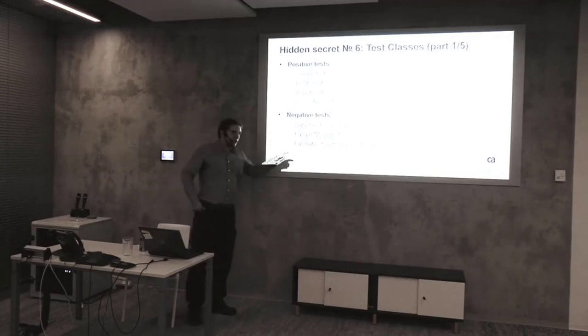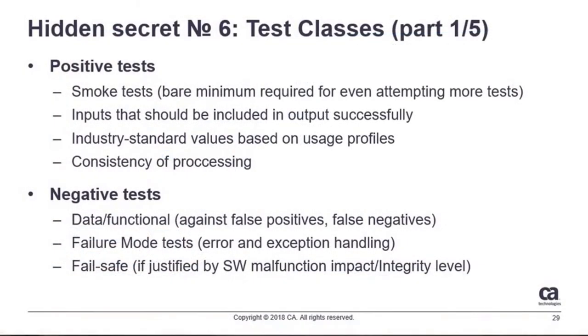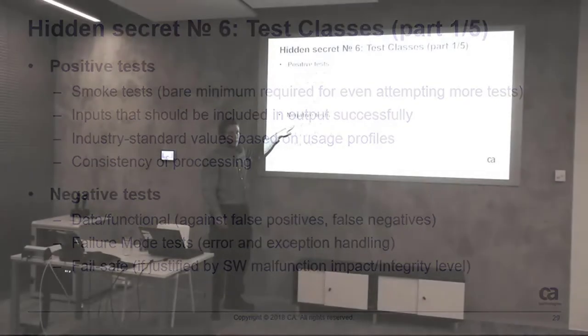Then you have negative tests. That doesn't mean destructive testing. That means things which should not be included in the outputs. So when we are filtering a list of names for A, you should get Amy and Abe, that should be there, but you should not get Dave, because Dave does not begin with an A.